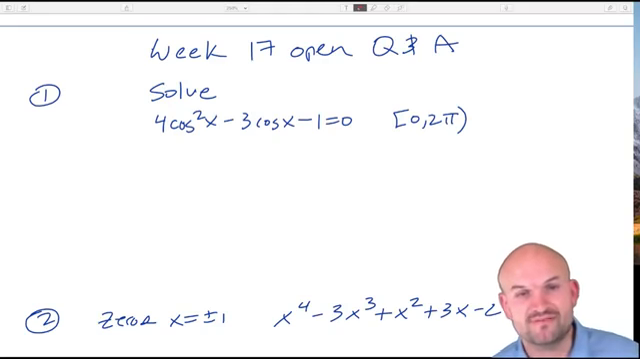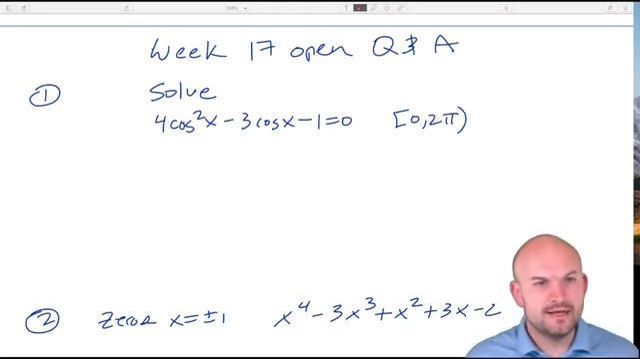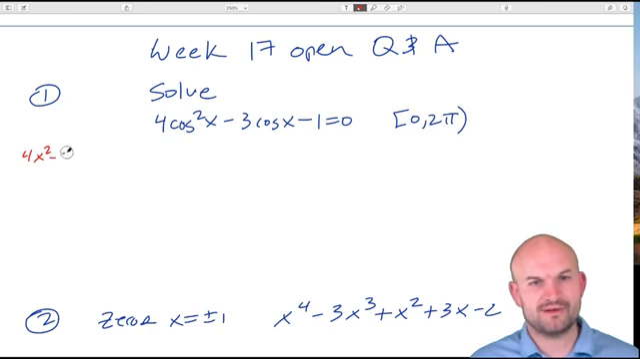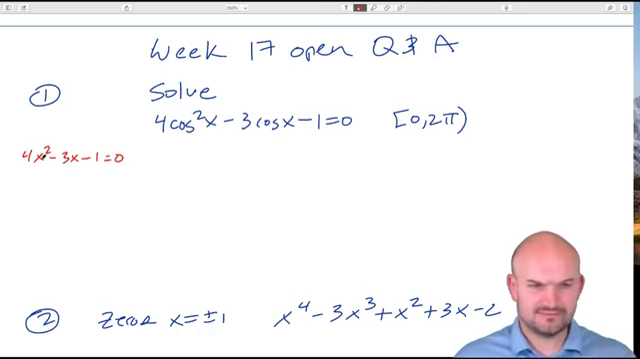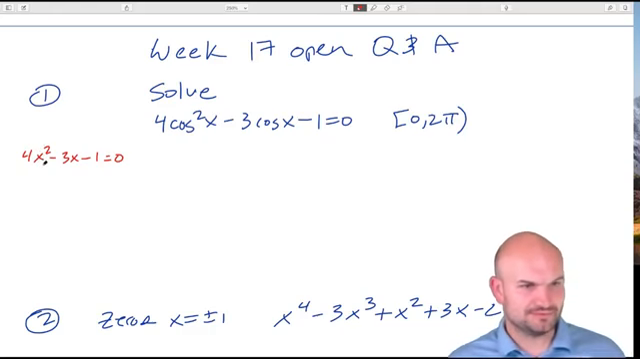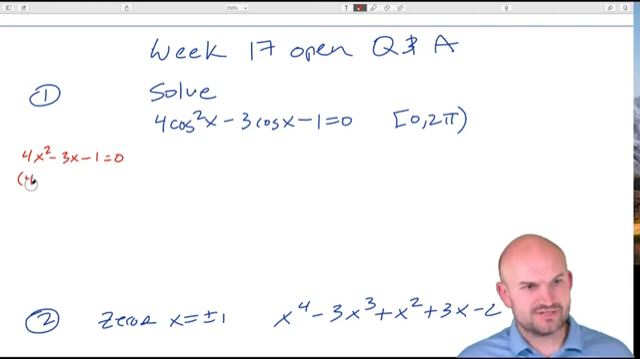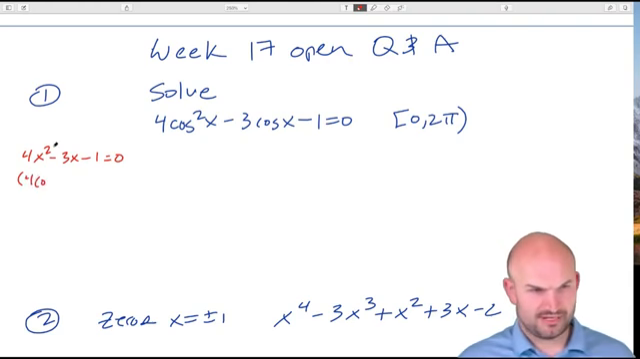So 4 cosine squared of x minus 3 cosine of x minus 1. The best way I like to understand these questions, guys, is just to look at this as a quadratic. So 4x squared minus 3x minus 1. If I gave you this equation, forget about the cosines. Let's just deal with x.